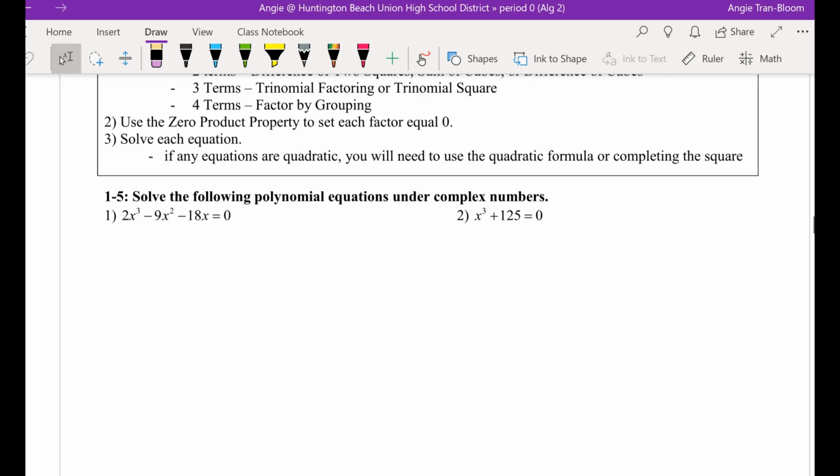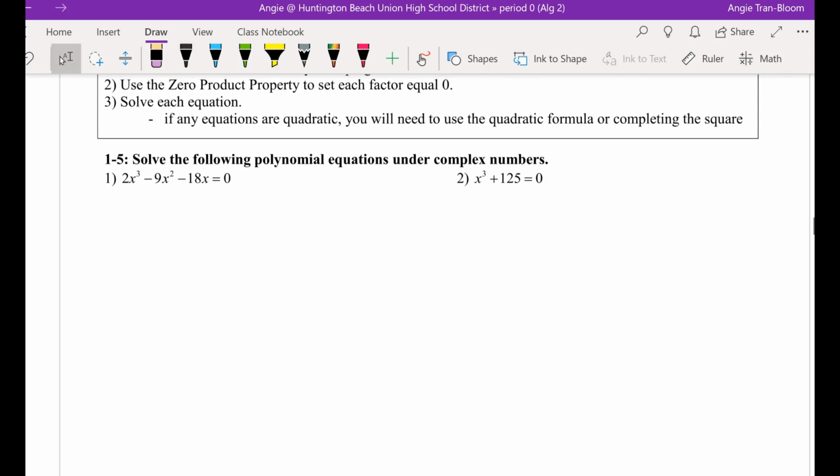Okay? We have 5 examples here. Let's follow the directions. Solve the following polynomial equations under complex numbers. Under complex numbers, meaning that now you are going to have imaginary numbers at times.